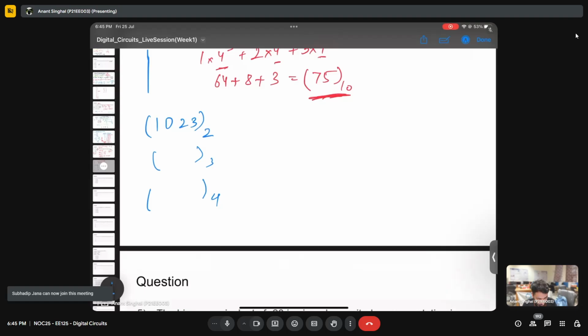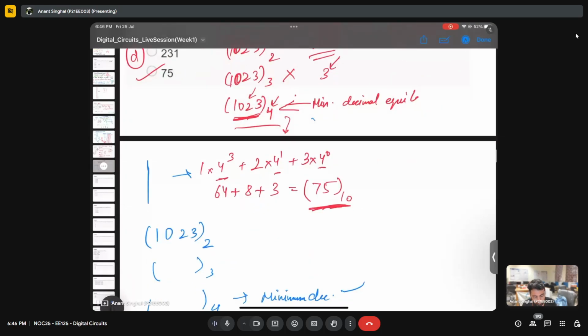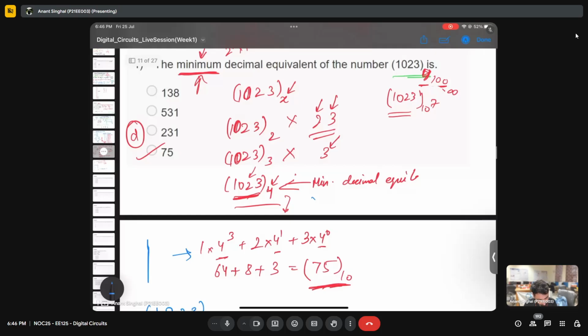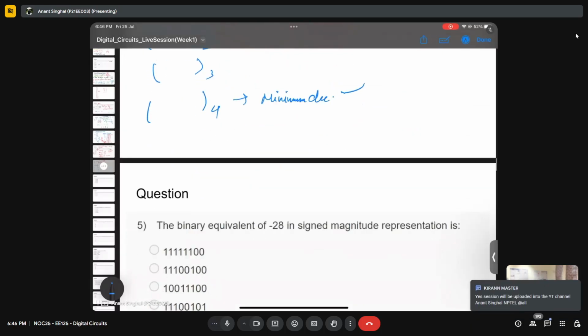So can I write base 2? No, sir. Can I write base 3? No, sir. So the minimum base that I can write, can I write 4? Yes, sir. So are you agreeing that this will be the minimum decimal number? Yes, sir. So that is why we have chosen it to be base 4, and then we calculated the decimal equivalent. Is it clear now? Yes, sir. Okay, great. So I think we can move ahead.